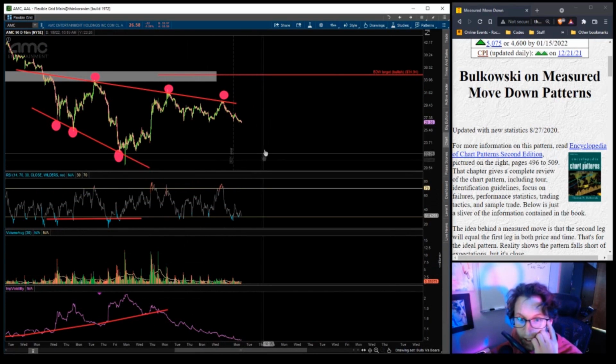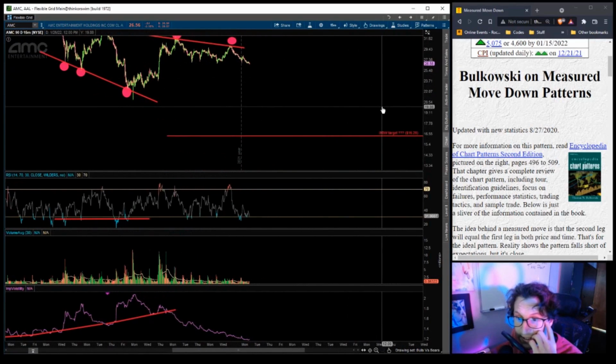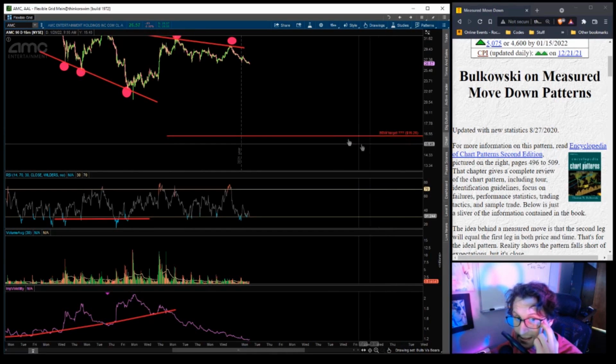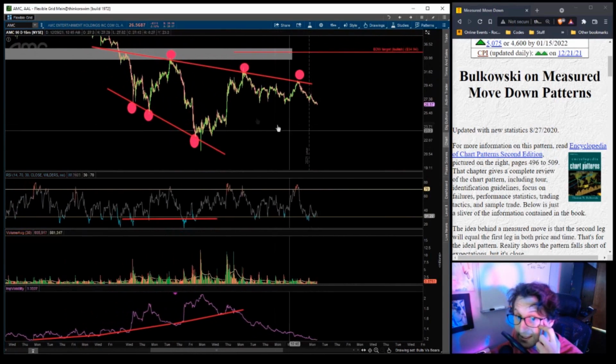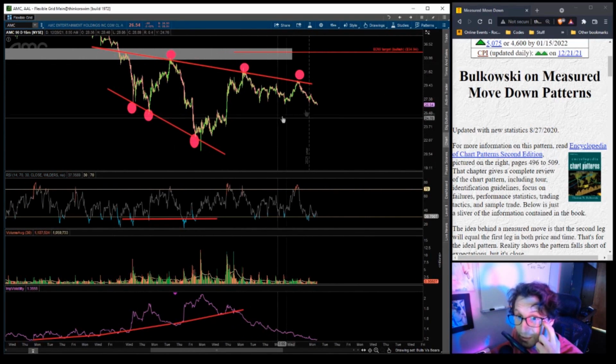I think here's my descending broadening wedge, and it's pretty well formed. And the target for this pattern is $16.28. That's a major low, and it looks like it's coming. You'll see that we have 1, 2, 3, 4, 5, we have 6 touch points here. They're really good touch points.